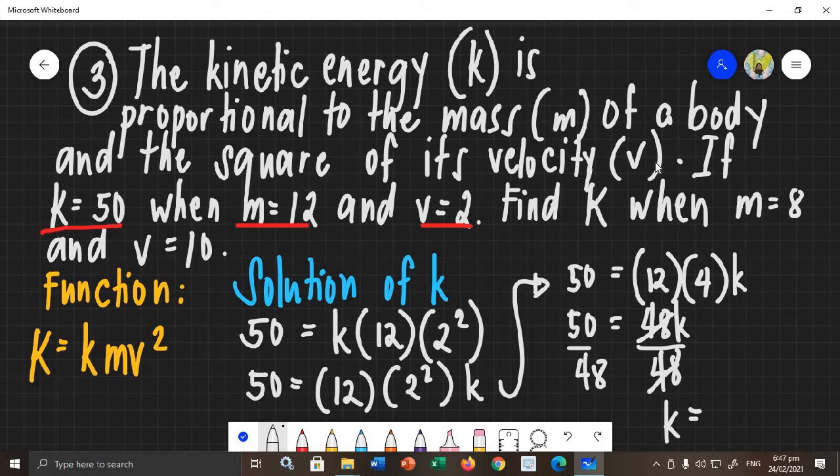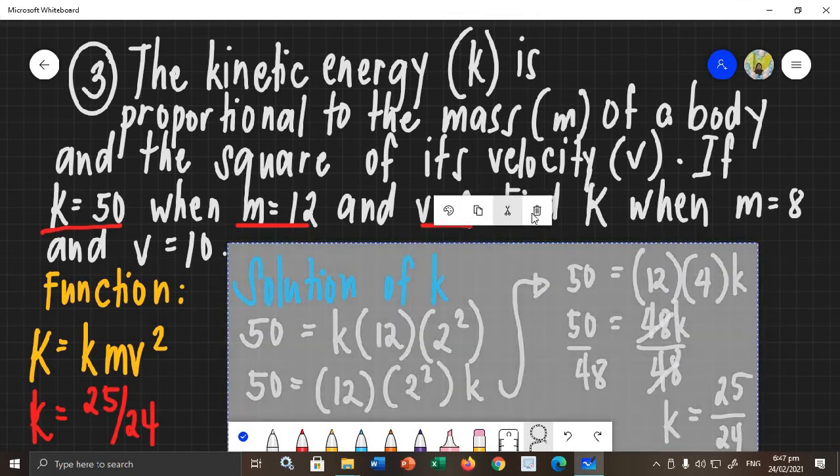As you can see, we cannot divide 50 by 48. So therefore, tingnan na lang natin if we can simplify them. So in this case, pwede pa natin sila i-simplify by dividing them to their common factor, which is 2. So 50 divide 2, 25. And the 48 divide 2, 24. So the value of our constant is equal to 25 over 24.